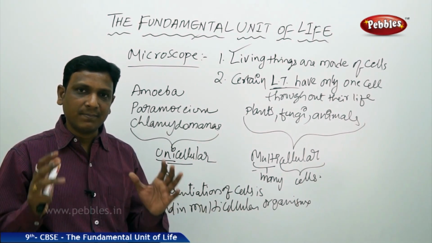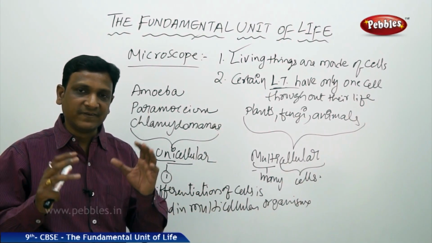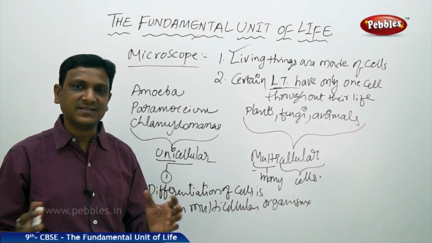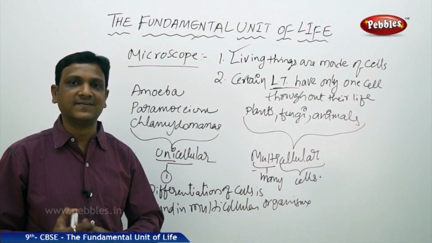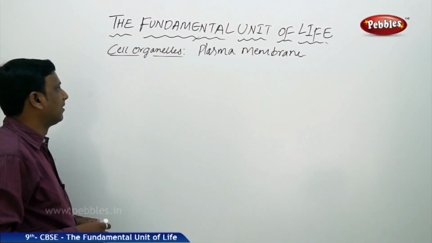The cells that make up a living organism are differentiated. That means they have different shapes as well as different functions. You call it differentiation. Let us see. So let us talk about the cell organelles.